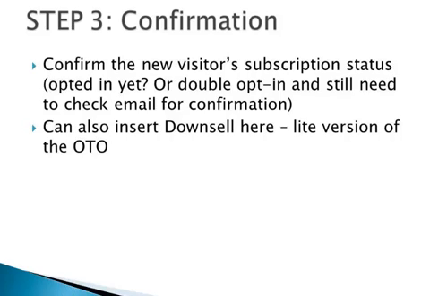Last but not least is step 3 of 3, the confirmation page. Whether the new visitor or subscriber passes up your one-time offer, he is going to arrive at the confirmation page. In this page, you inform your new visitor that he has already been subscribed to your mailing list if your autoresponder uses single opt-in, or he still has to check his email for a confirmation email if you're using a double opt-in autoresponder. Aside from confirming the new visitor's subscription status, this page has high virtual real estate value, so you can insert a downsell, which is also known as the light version of your one-time offer or OTO.